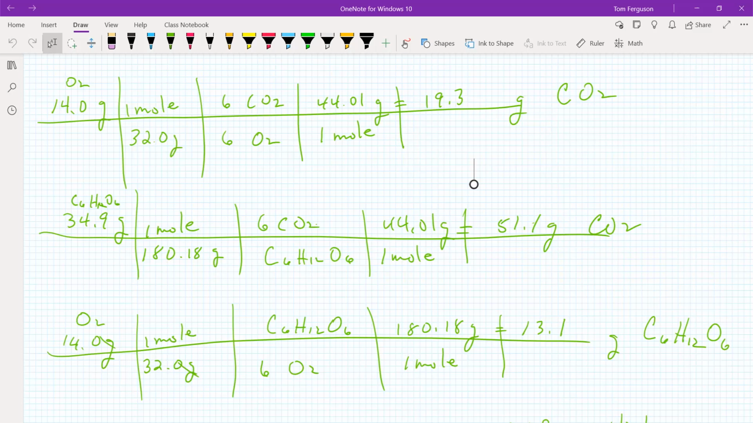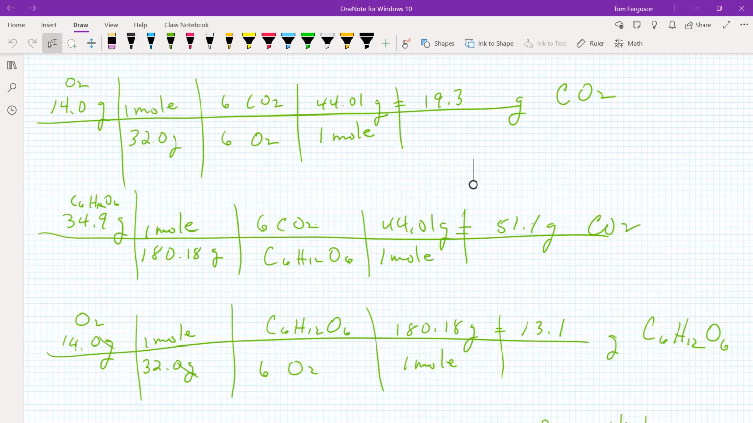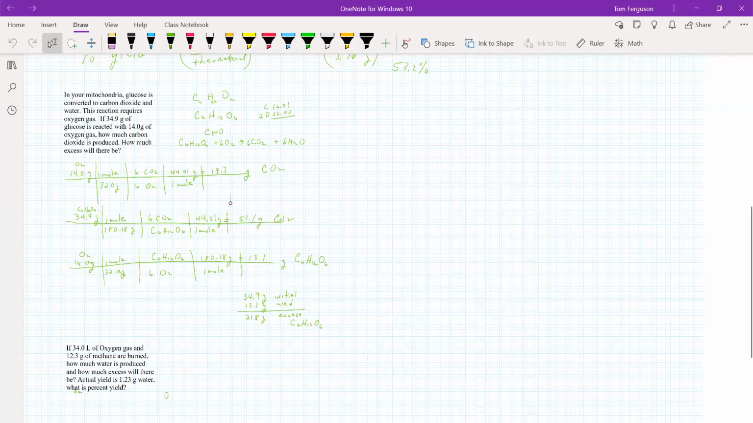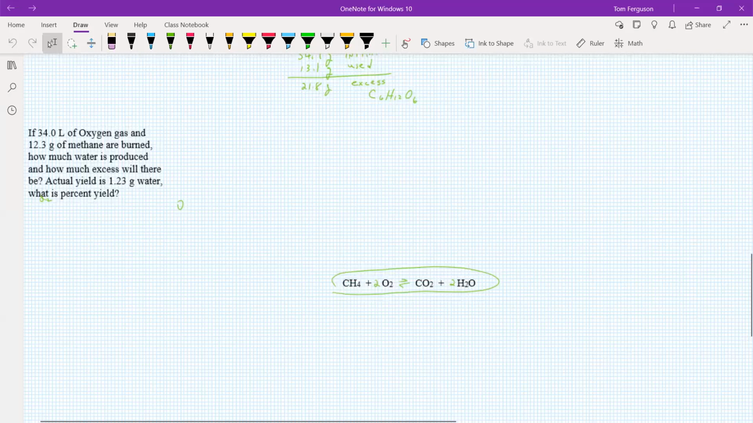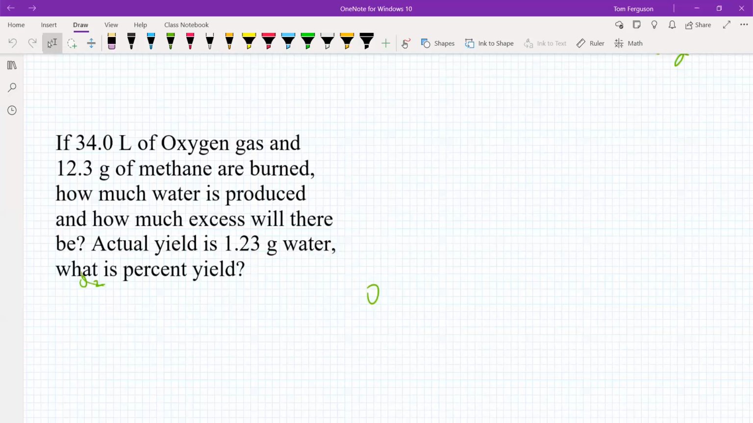You try one on your own. Okay, so 2 givens: 34 liters at STP of oxygen gas, 12.3 grams of methane are burned. How much water is produced? How much excess will there be? And what's the yield if only 1.23 grams of water is produced?